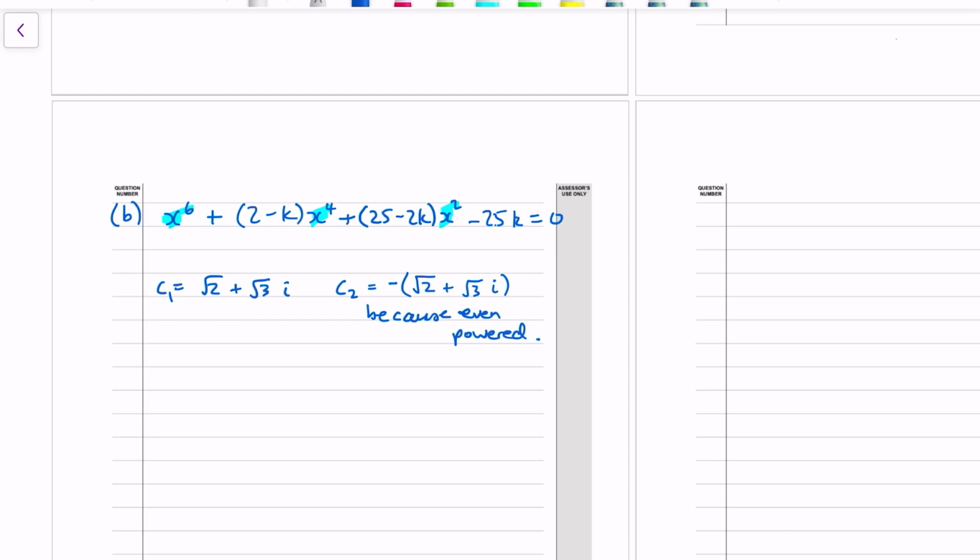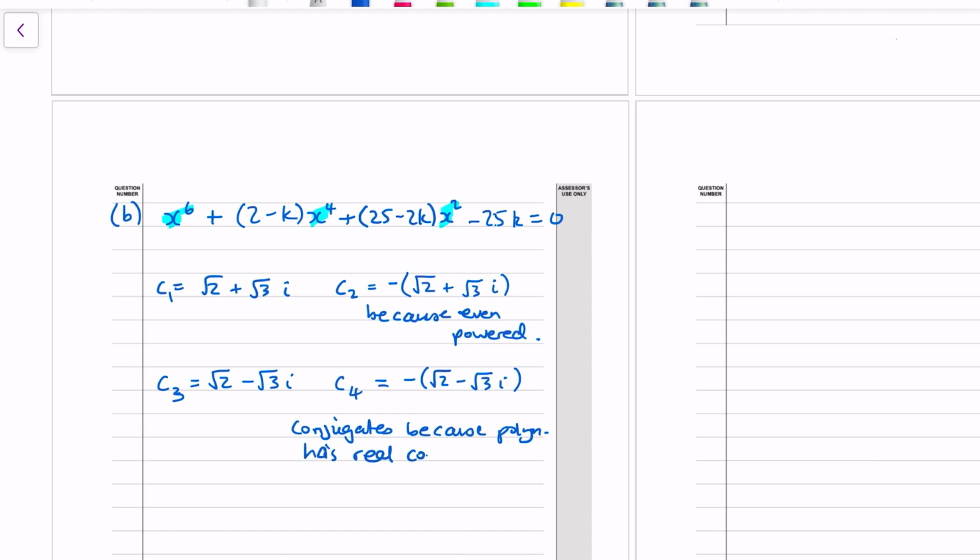We also know that the coefficients are all real because we're told that k is a real number. And because of that, the conjugate, let's see, we're up to C3 now, the conjugate will be a solution to the problem. And C4, the conjugate of this one, will be a solution. Conjugates, because the polynomial has real coefficients.